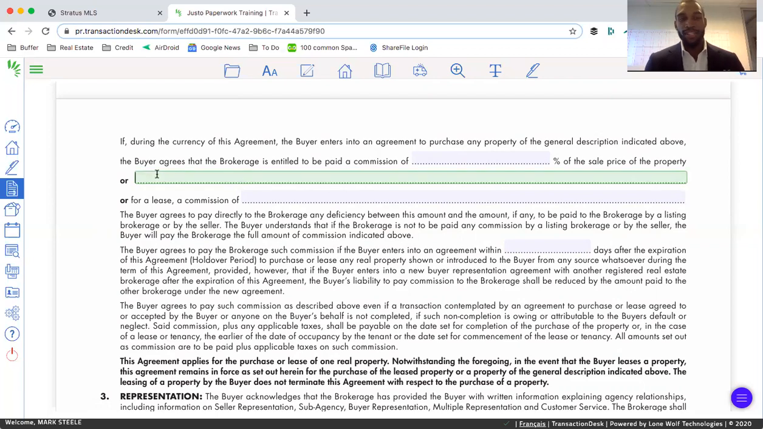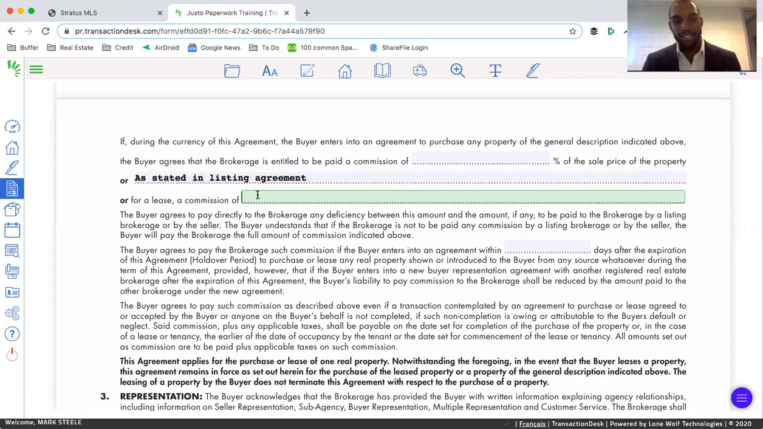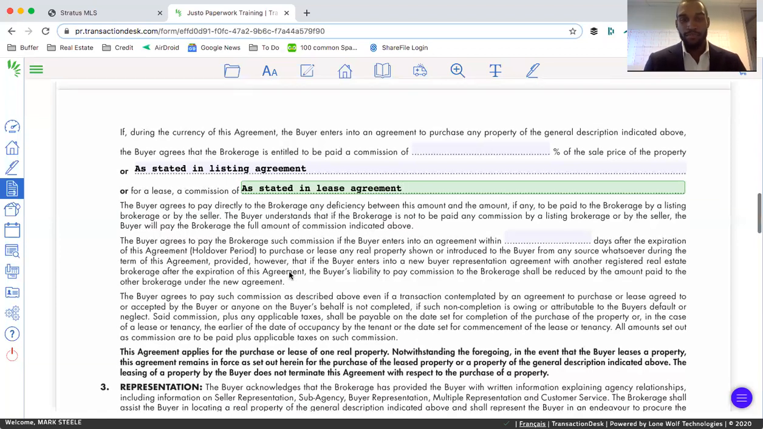So what I usually put in this line for the "or" is "as stated in listing agreement." And this is kind of a catch-all to say whatever listing you decide to purchase, your commission is going to be equal to whatever the commission offered was on that transaction paperwork or on that listing page, okay? If it's a lease, same thing, "as listed" or "as stated in lease agreement." And it's usually half of 1 month's rent for most of them, okay?